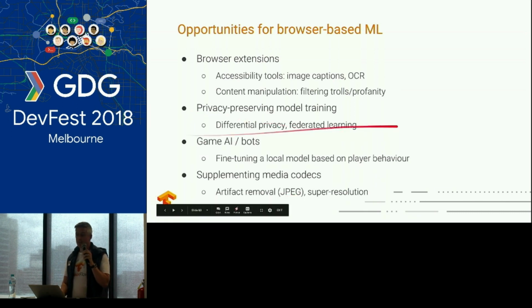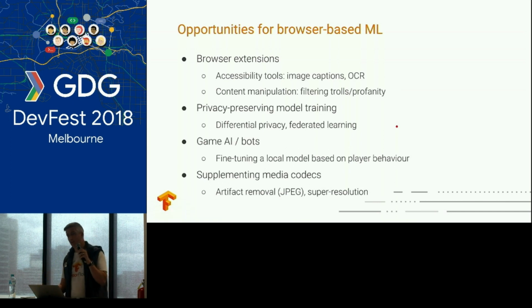And then supplementing media codecs, right? We've already got models out there for JPEG artifact removal and super resolution. You can imagine cases where users are constrained by network bandwidth or latency. They get a low quality video stream or image sent down to them, and then you use a local model to upscale it, give them a higher resolution, and remove artifacts. So there's just a few ideas I thought you could play around with if you want.